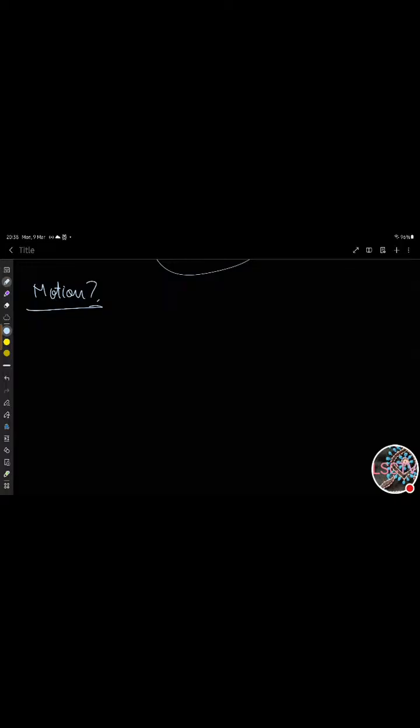Yeah, that is correct. Change in position, yes. What else? What causes motion? Okay, we have our first point. Motion is a change in position of an object, right? Correct? Fine.